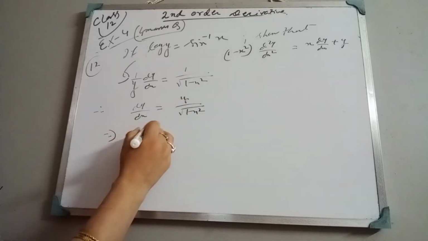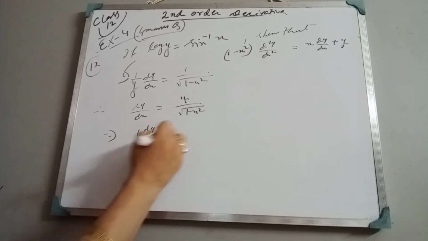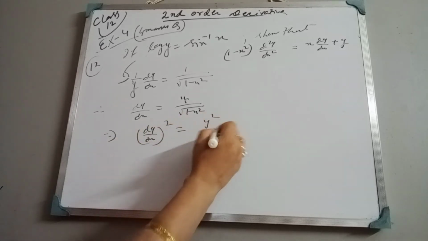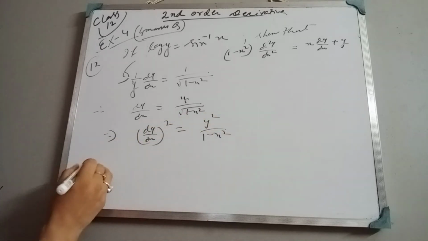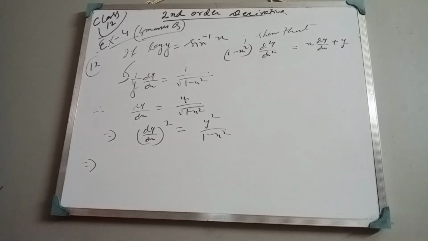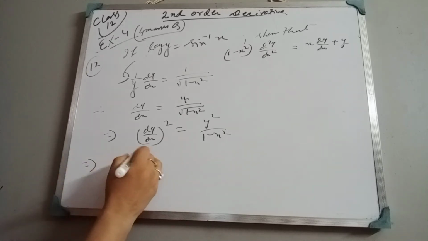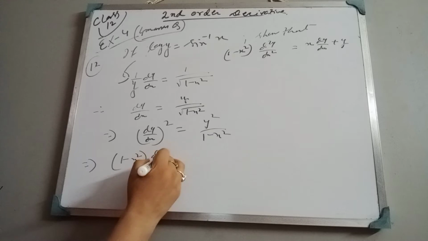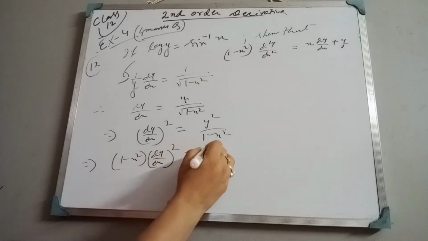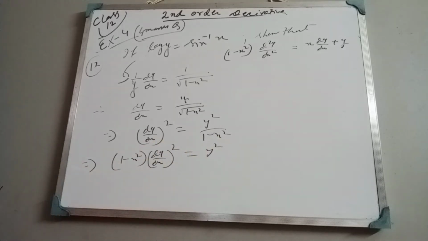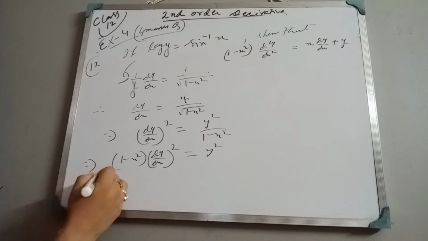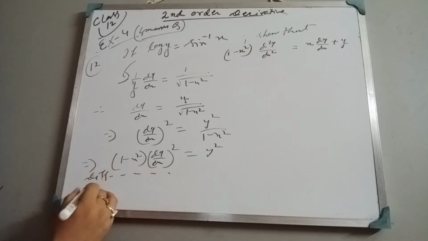Now squaring both sides, we will get dy dx whole square is equal to y square by 1 minus x square. Okay, now do the cross multiplication. Then what we will get? 1 minus x square into dy dx whole square is equal to y square. Okay, now again differentiating both sides with respect to x, what we will get?